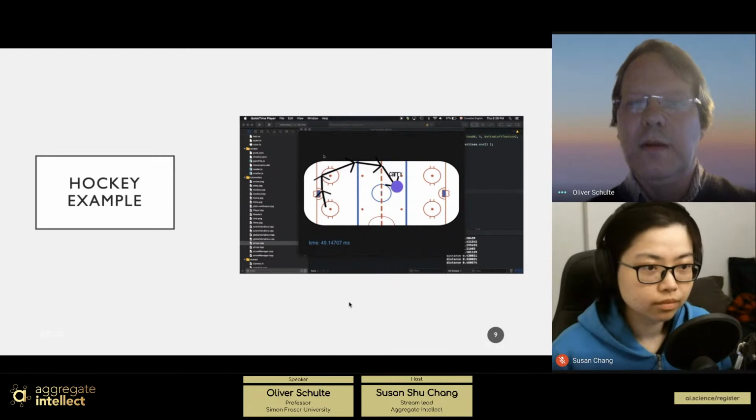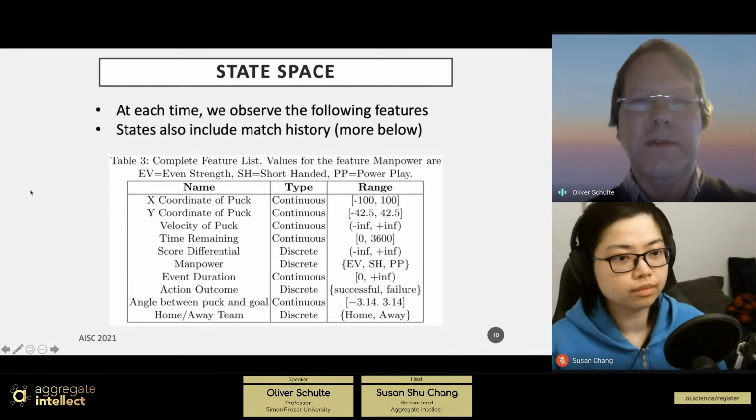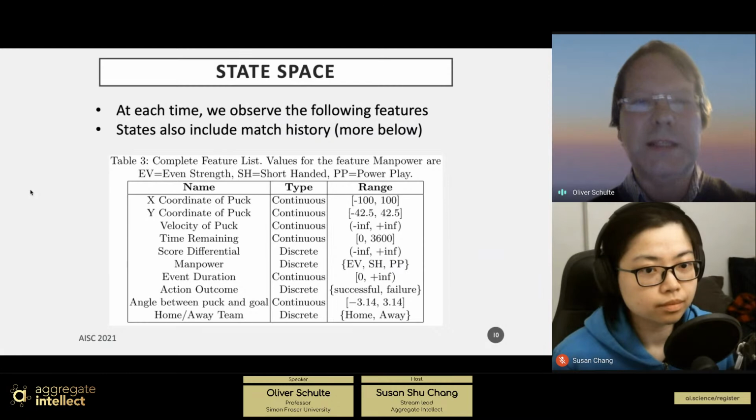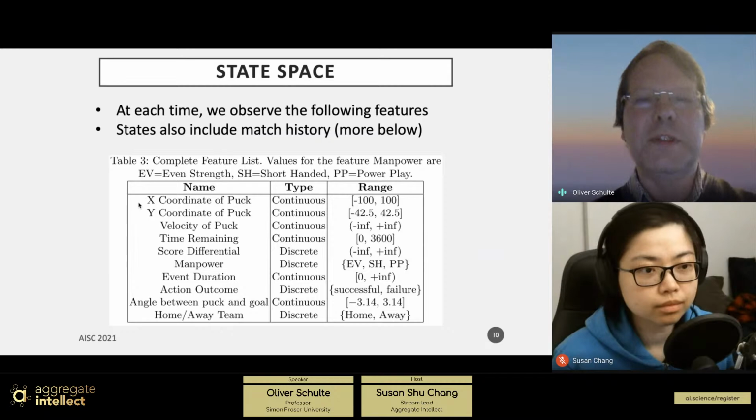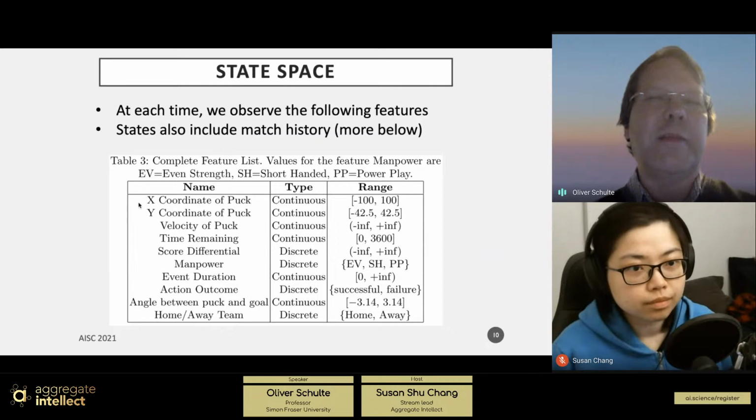Okay, so for our specific NHL model that I will discuss tonight, our state space is built as follows. Here we basically use the Sportlogiq data. So we know at any given time what the location of the puck is, the velocity of the puck, how much time is remaining in the game, and other things like the manpower. This gives us a number of variables, and an assignment of values to these variables will be a single state in the model. So the state dynamics changes the values of these variables.